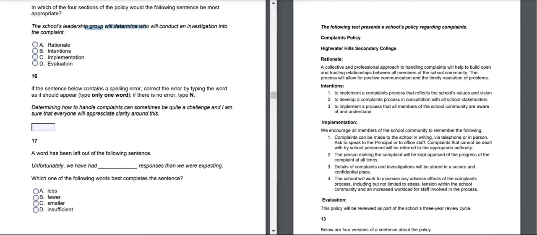So about determining who will conduct the investigation, that is not evaluation. That is not reviewing what's going on. It's not their general message of what they're doing or their intent. It clearly has to do with the implementation. Implementation means putting your plans into practice. This is how they say that they do implementation. You make complaints to the school in writing, telephone, or person, or you speak to someone.